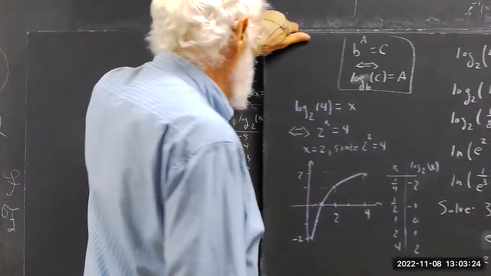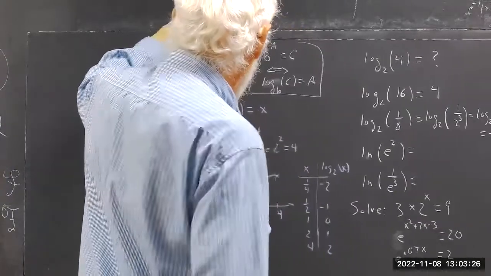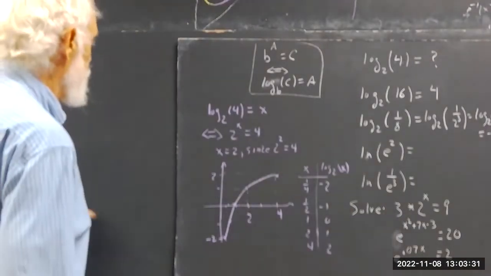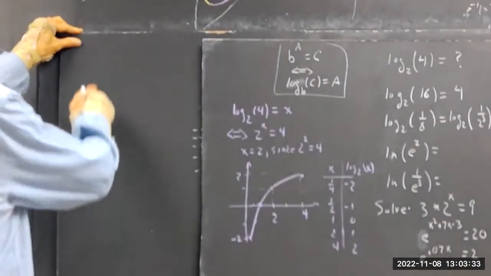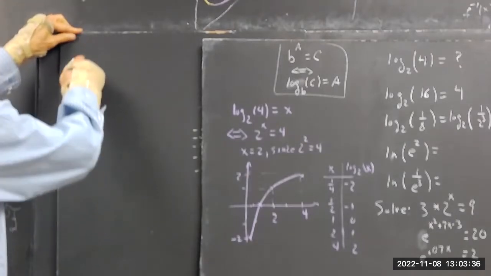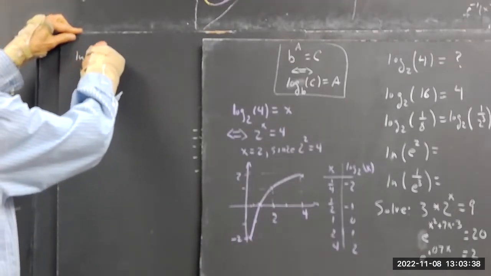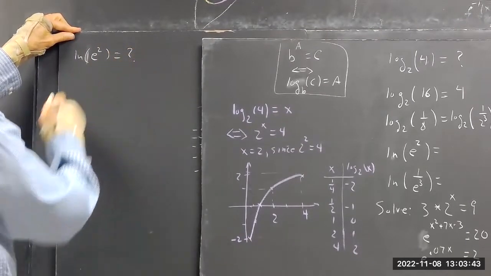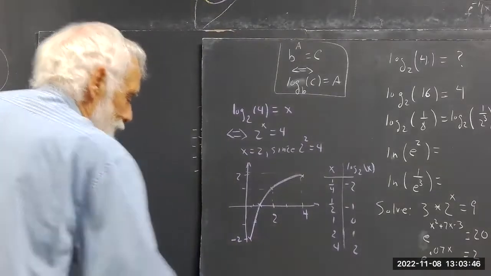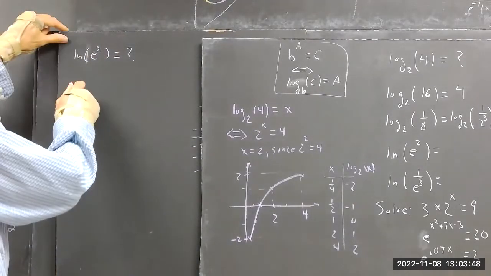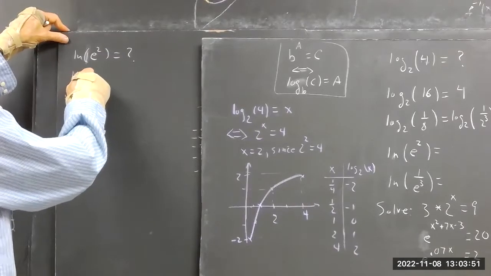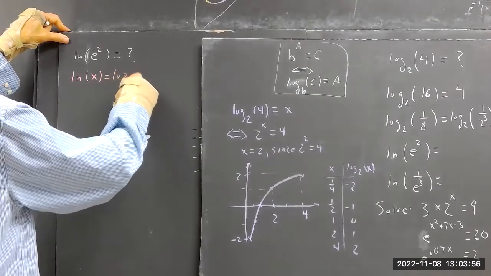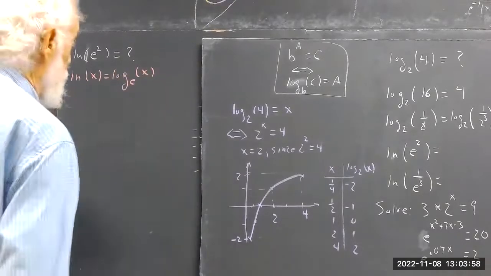Now, natural log of e squared. Okay, natural log of e squared. First of all, big deal. You just got to remember that the natural log is the base e log.